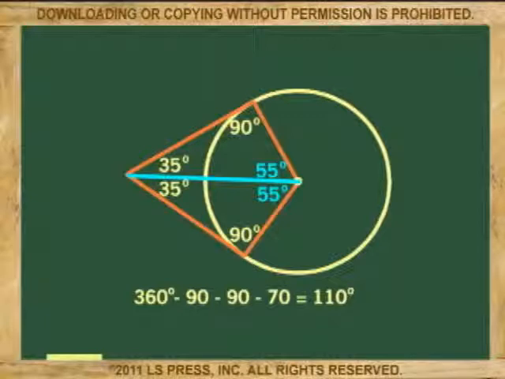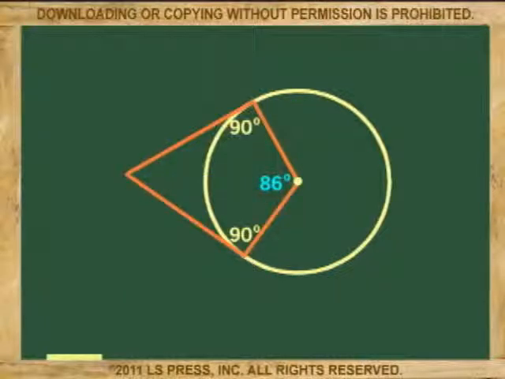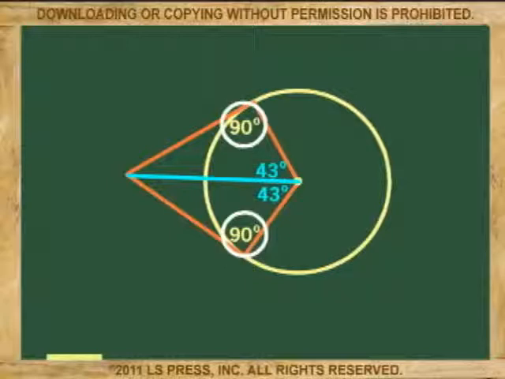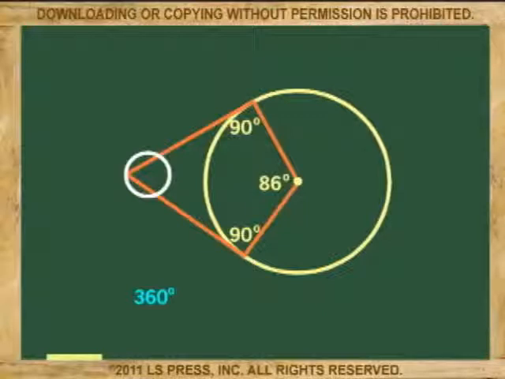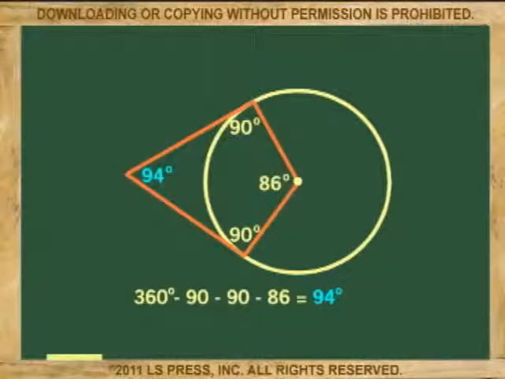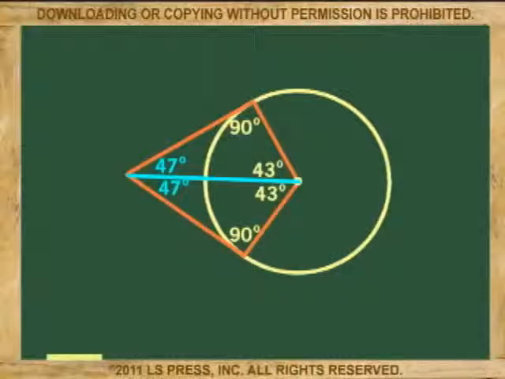If we do another example backwards using a known central angle, we can then determine the outside angle. For example, if this central angle changes to 86 degrees, then these two angles are 43 degrees each. Now, because these two angles are always 90 degrees, and the whole quadrilateral has 360 degrees, this being a kite, then this outside angle must be 360 minus 90 minus 90 minus 86, or 94 degrees. Because this segment is the bisector, then these angles are 47 degrees each.